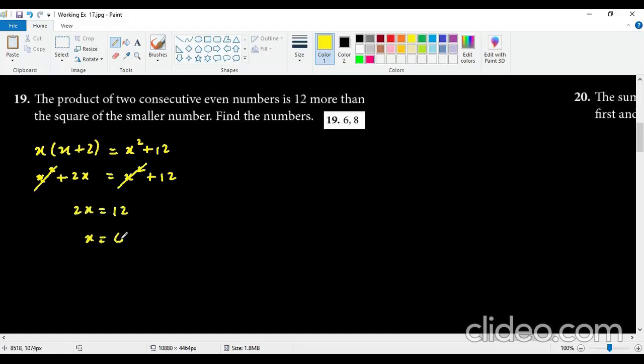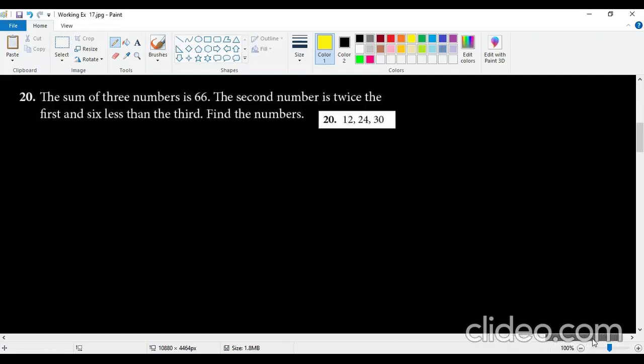Find the numbers. That means 6. First number is 6 and the next number is 8. When these two numbers are multiplied together, this gives you 48, and the square of the smaller number is 36. So 48 is 12 more than 36. So that considers our answer correct. Moving on to question number 20.